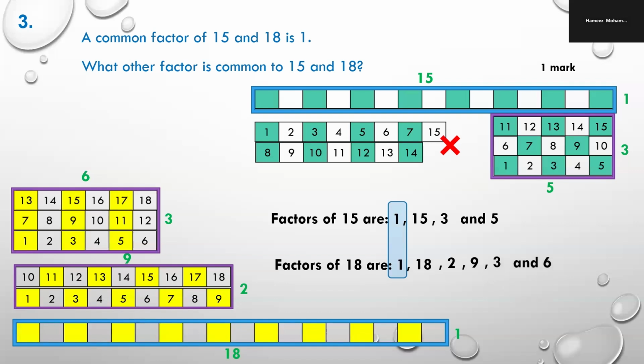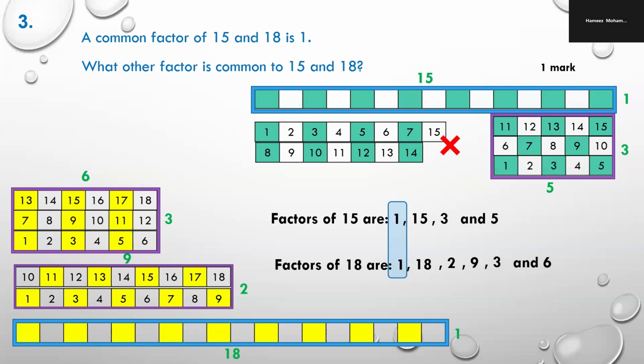So let's look at the question again. Could we get groups of 4? Well, 4, 8, 12, 16, 20 doesn't give us 18, we won't have enough. So those are all the factors there are of 15 and 18.